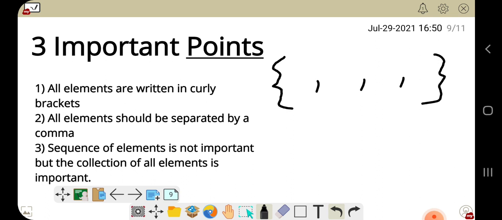The third and very important is sequence of elements is not important, but the collection of all elements is important. So if you have to write the numbers below 10, then it is not important to write 2, 3, 4, 5, 6 in the sequence. You have to collect all the numbers. Either you write sequentially, or you write it non-sequentially. Okay, it doesn't matter. The thing that matters is you should cover all the elements.